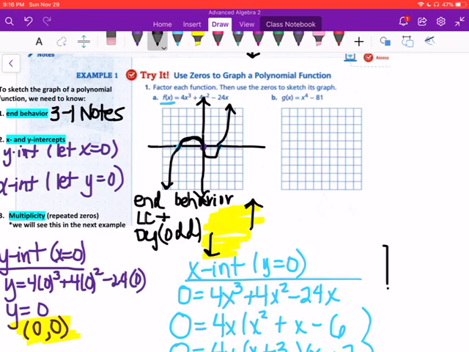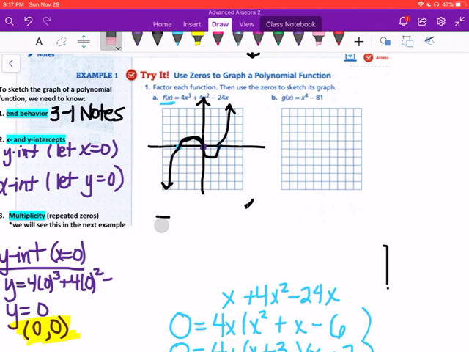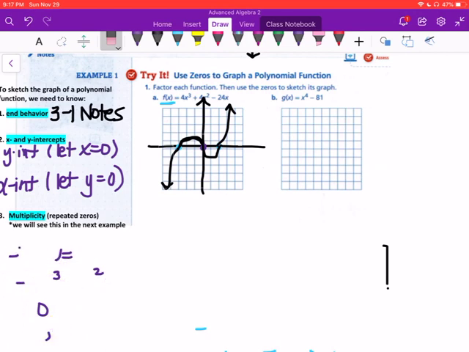So now let's talk a little bit about the second one, part B. So let me erase this. Let's do the second one, because something interesting pops up in the second one. We've got that x to the 4th minus 81. There we go, erase.